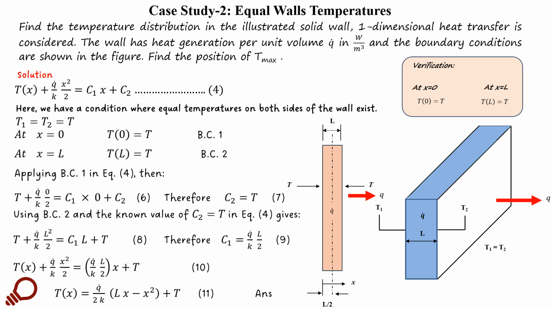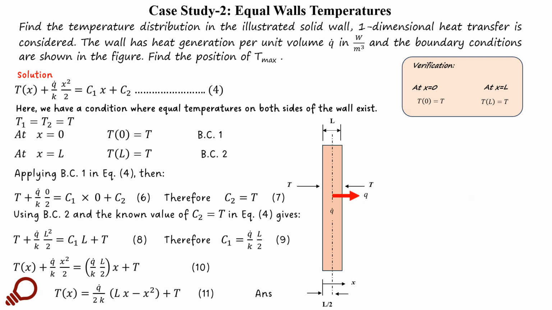So the second part of this example is how to find the position of T max. To get that, we should take the first derivative, dT of x by dx, and equate that to 0. From that, we will get x equal to L divided by 2. That means the maximum temperature will be positioned at the center. This is because we have constant temperatures on both sides of the wall.